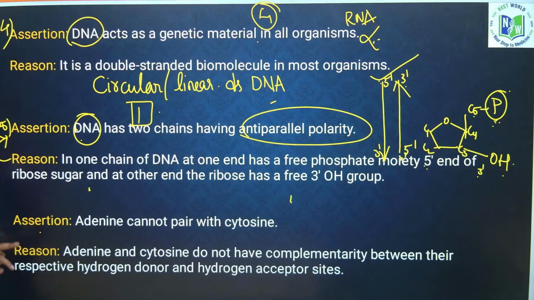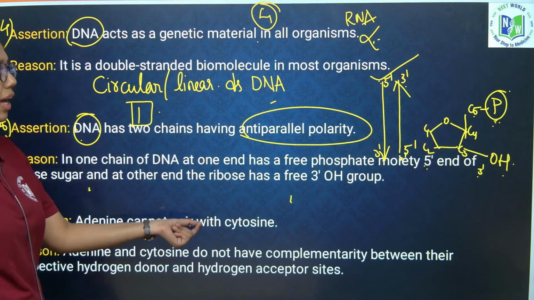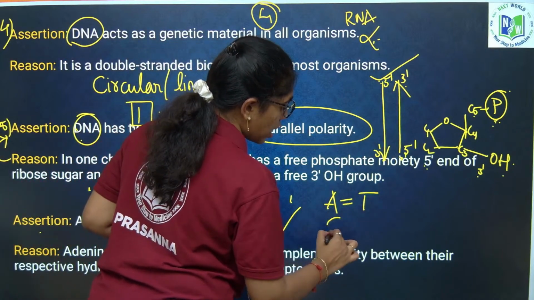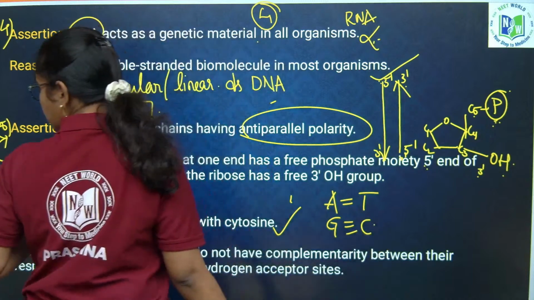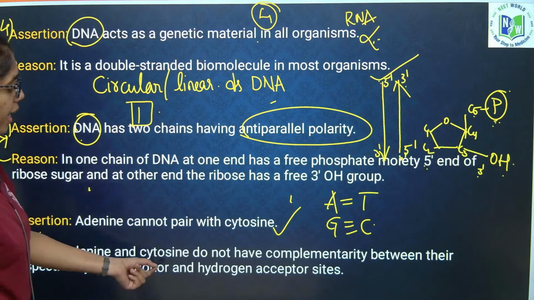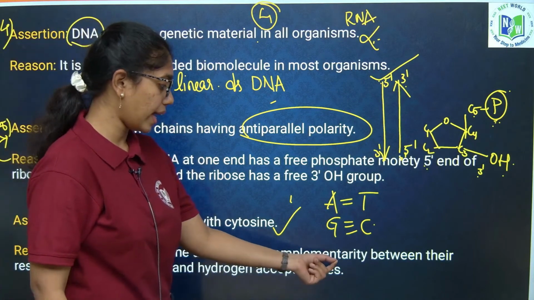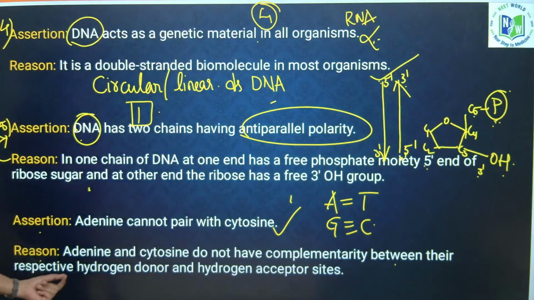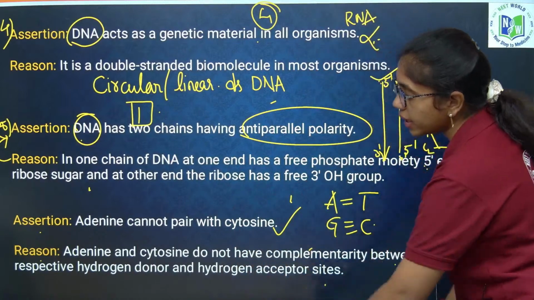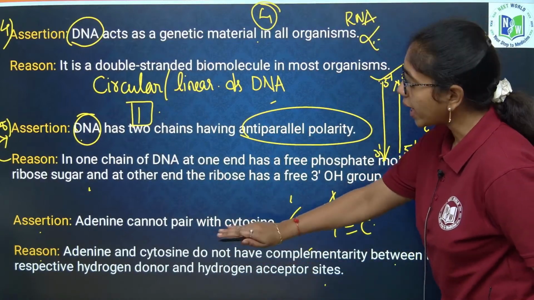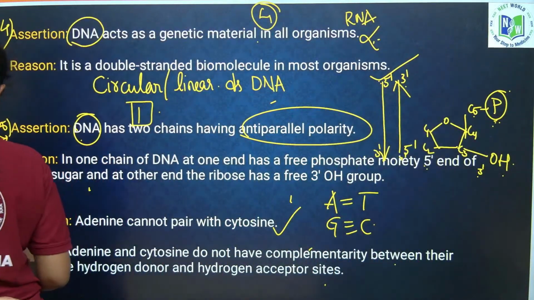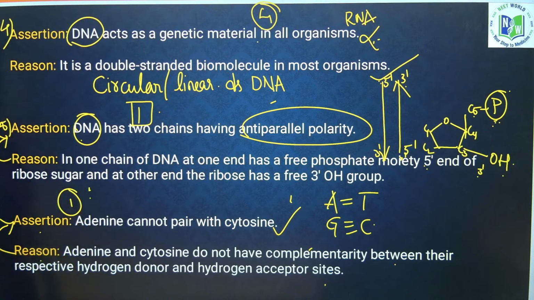Okay. Next question, if you see, adenine cannot pair with cytosine. True, adenine pairs with thymine with 2 hydrogen bonds, guanine pairs with cytosine with 3 hydrogen bonds. In the reason, adenine and cytosine do not have complementarity between their respective hydrogen donor and hydrogen acceptor sites. Very correctly, the reason is explaining the assertion of why adenine is not pairing with cytosine. So here again the option we have to choose is 1.